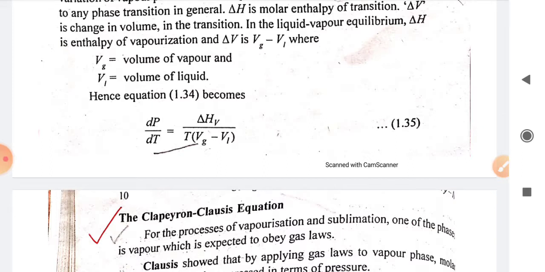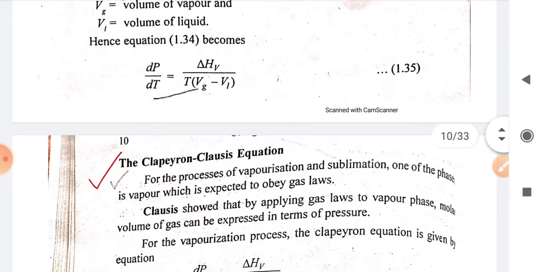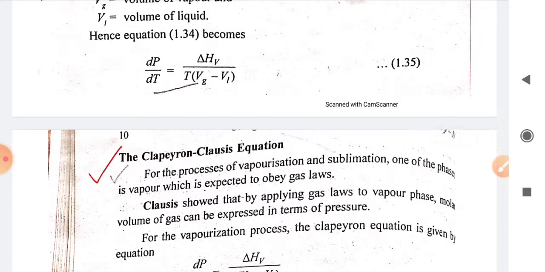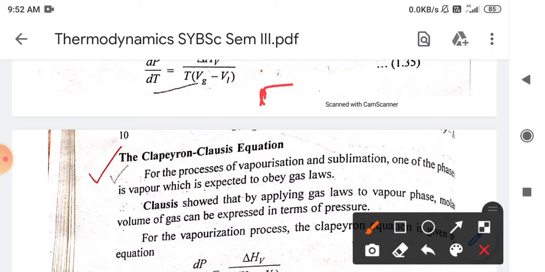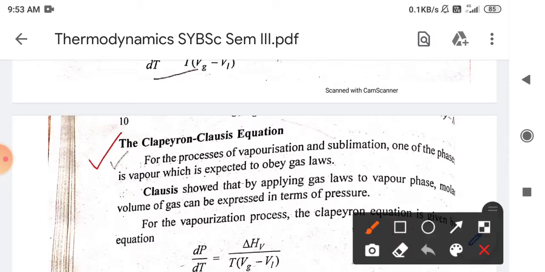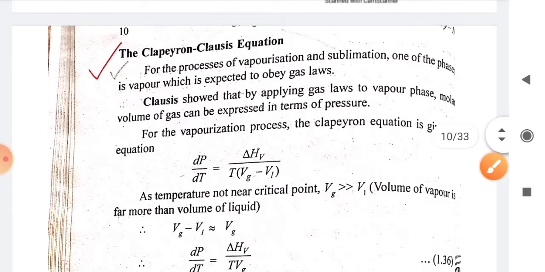So the next modification in this equation is the Clapeyron-Clausius equation. What he has done is simply expanded this equation for the ideal gas. He has used the ideal gas equation for the gas phase, because we generally apply the ideal gas equation for the gas phase only. So Clausius applied the ideal gas law for the vapor phase and derived this new expression, the integrated form of the Clapeyron equation. So we will see that also.